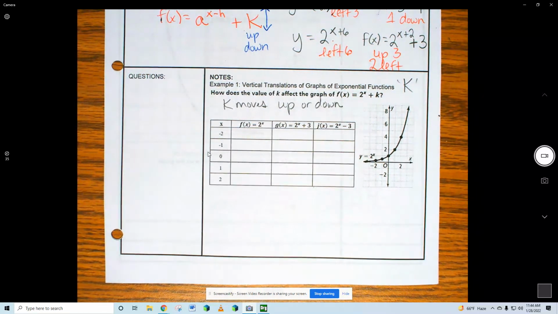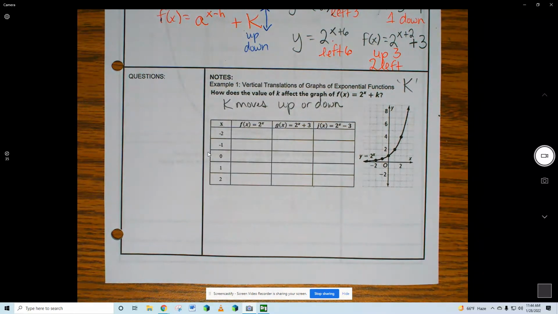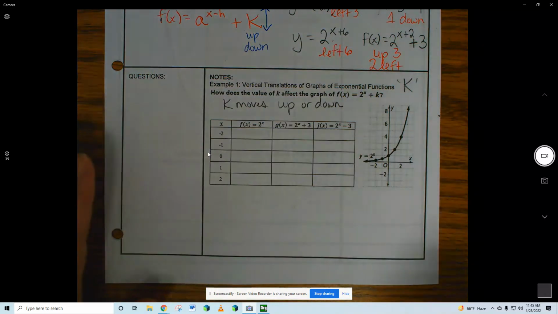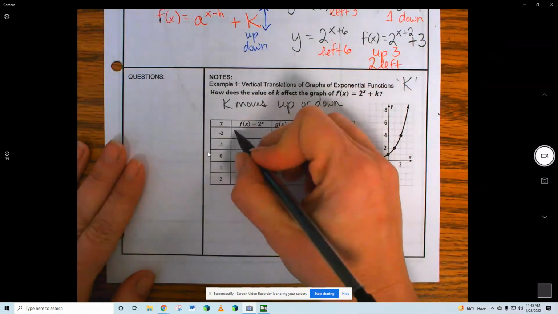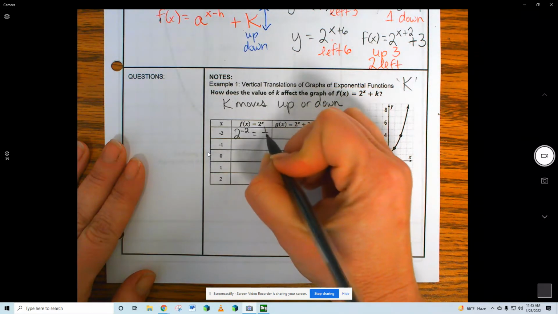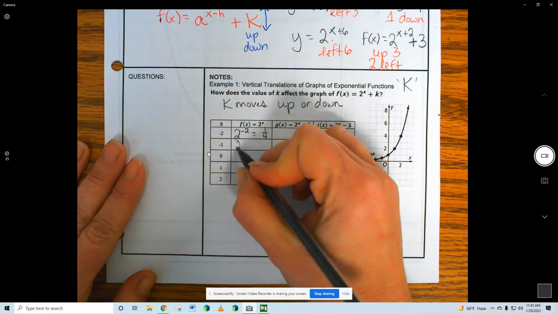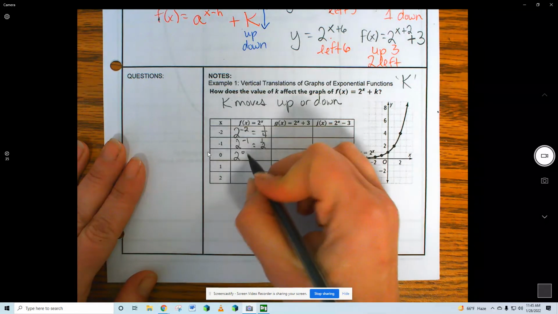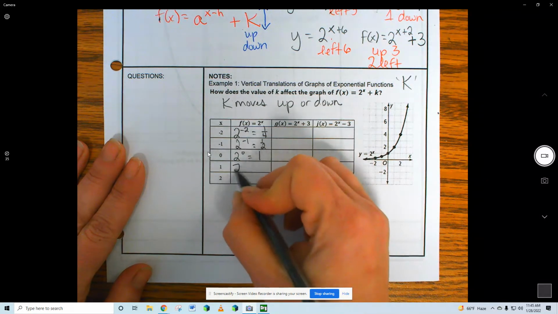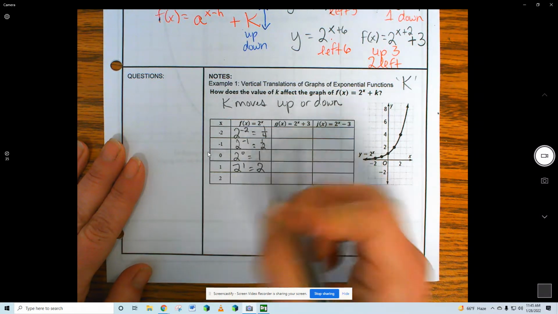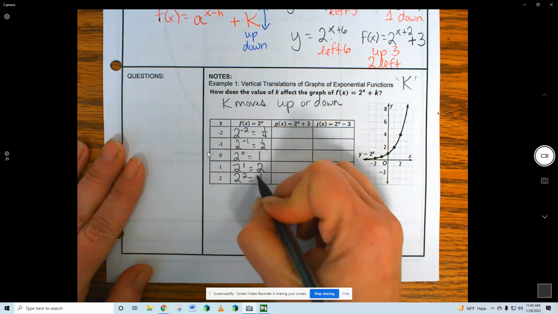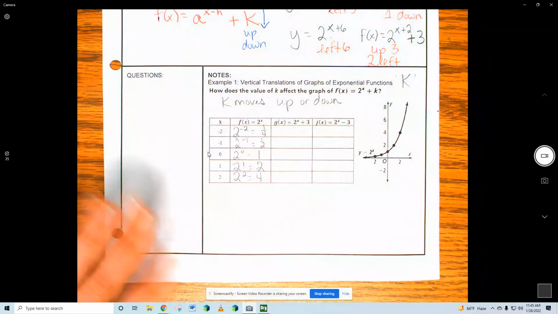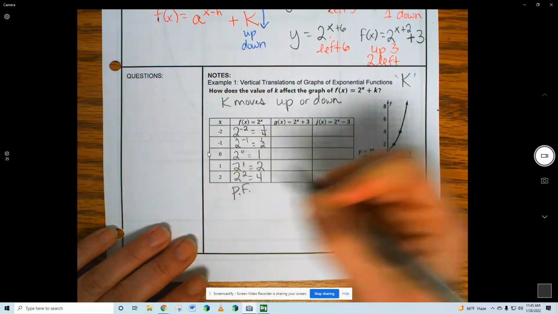Our parent function is 2 to the x. It's here on the board. 2 to the power of x. So, if you recall, 2 to the negative second, 1/4. 2 to the negative 1, 1/2. 2 to the 0, 1. 2 to the first is 2. 2 squared is 4. So that's my parent function. PF, parent function.